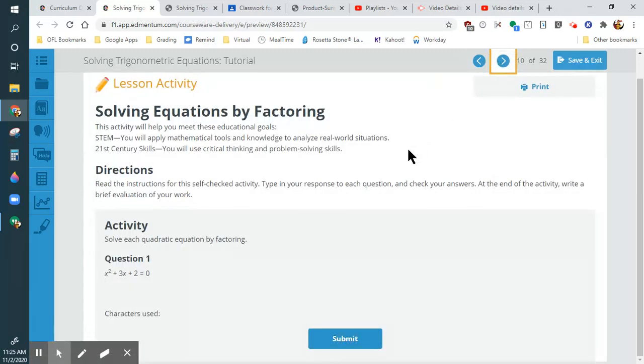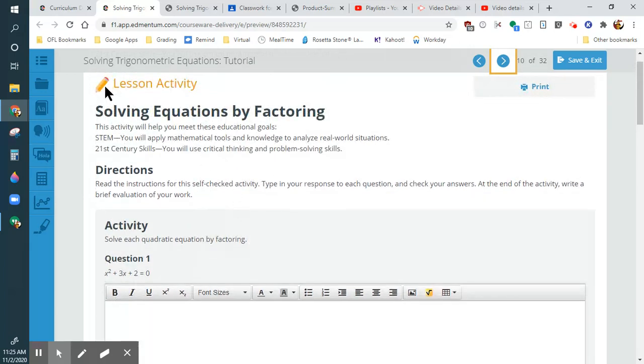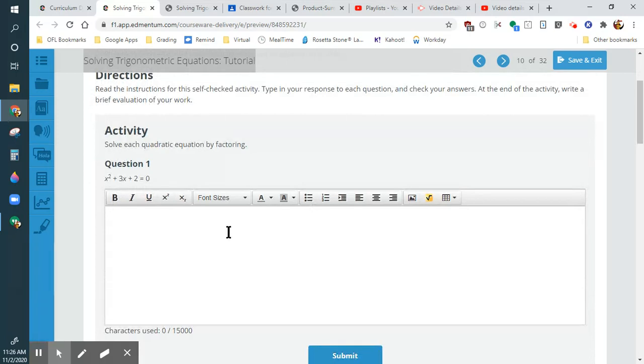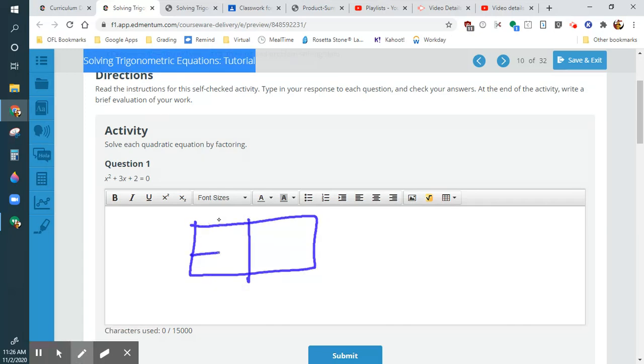All right, so let's do some reviews on quadratics. When are we gonna get to trigonometric functions here, Edmentum? What's going on? Not that I'm complaining. So if we're solving this, what I recommend doing is box methoding this. So we're going to put an x squared here, a 2 here. The 3x's are kind of reminder. 2 and 1 gives us 2. So 2 times 1 gives us 2.